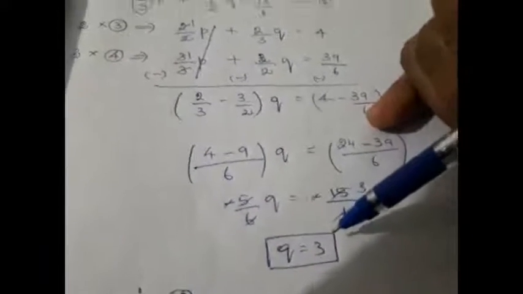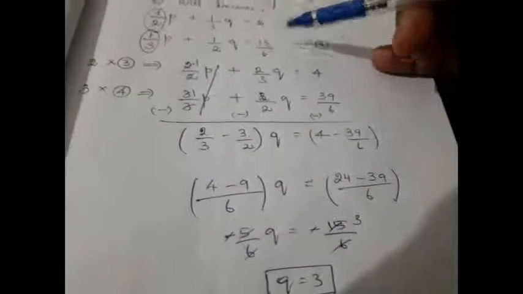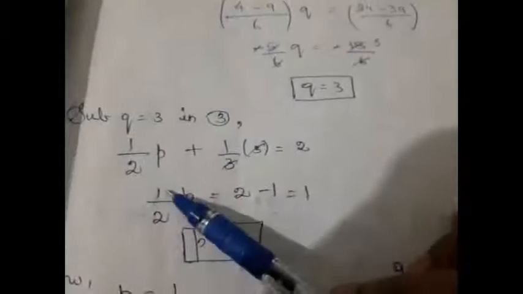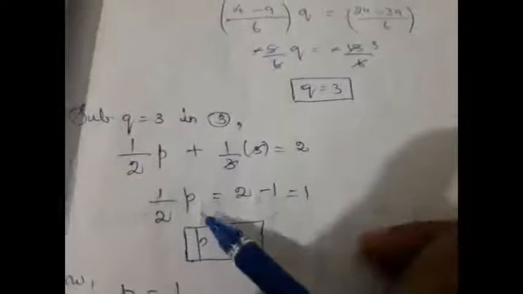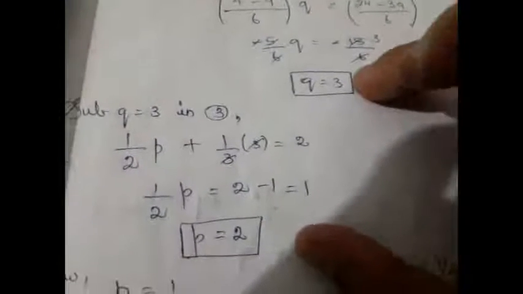After getting the value of Q, what you should do? You substitute in any of these two equations to get the value of P. So I have substituted the value of Q in third equation. So 1 by 2 into P plus 1 by 3 into, in the place of Q, 3 equals to 2. 3 will get cancelled. If I bring this plus 1 to the other side, it will become minus 1. So 1 by 2P is equals to 1. So P is equals to, bring this 2 to the other side, 2 into 1, 2. So we got the values for the variables P and Q.